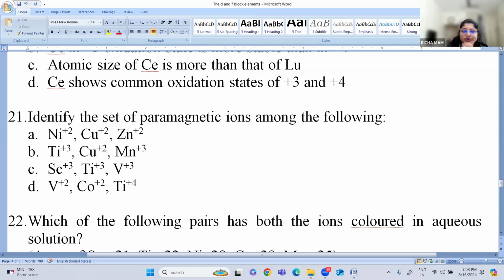What you need to know here are the atomic numbers. Nickel is 28, copper is 29, zinc is 30, Mn is 25, cobalt is 27. Yes, find out.